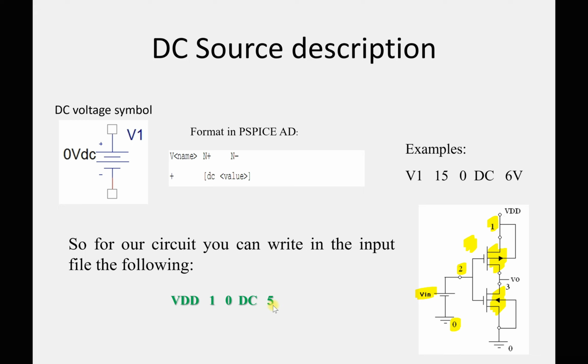For V input, we said that the input is between node 2 and node 0. For the voltage transfer characteristic plot, we wanted V input to be DC, and we can add whatever value for V input since we are going to sweep it. So here's my V input. Positive node was 2, negative node was 0. Then the type of my V input voltage source was DC, and in my case I chose the value of V input to be 5. You can choose it to be 0, you will get the same results.